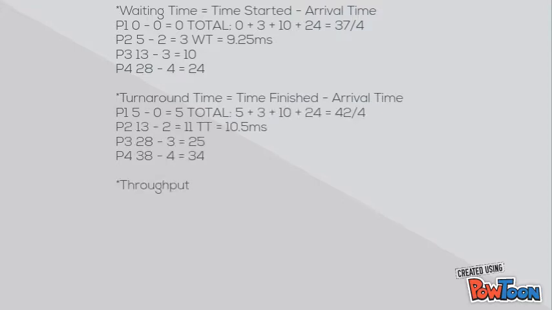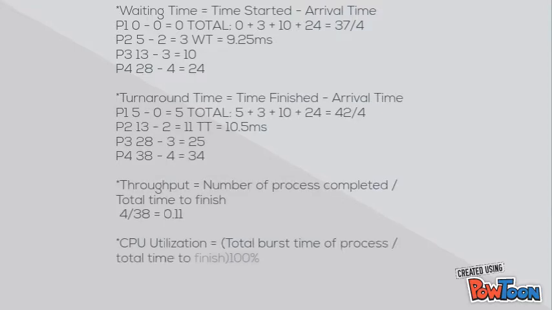Here's the solution we get for waiting time, turnaround time, throughput, and CPU utilization. Please look to your heart's content. P.S. The response time is the same as waiting time.